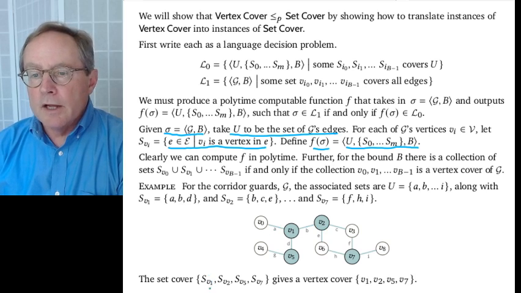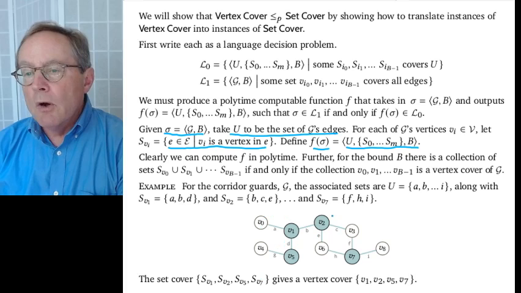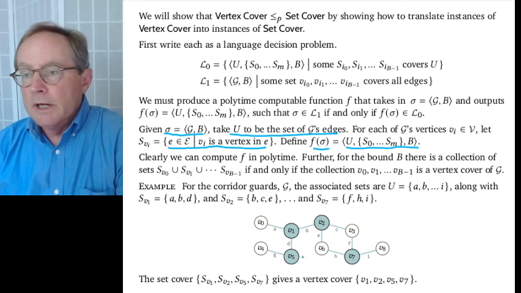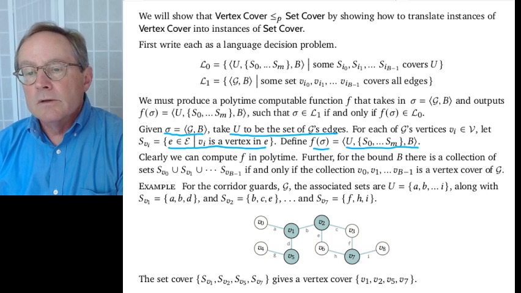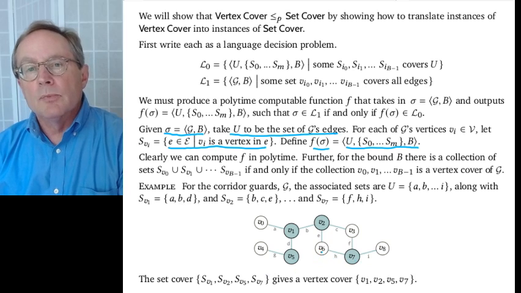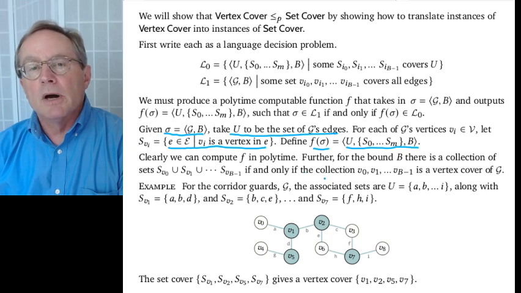And then the set cover S sub V1, S sub V2, S sub V5, S sub V7. Well, we know that S sub V1 takes care of A, B, D. We know that S sub V2 takes care of B, C, E. We know that S sub V5 takes care of D and G. I know D is a repeat, but there's no harm in it. And we know that S sub V7 takes care of F, H, and I. So there's a set cover if and only if there's a vertex cover. And again, it's pretty clear here that F can be done in polytime.